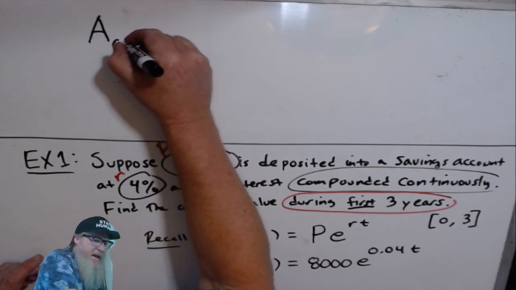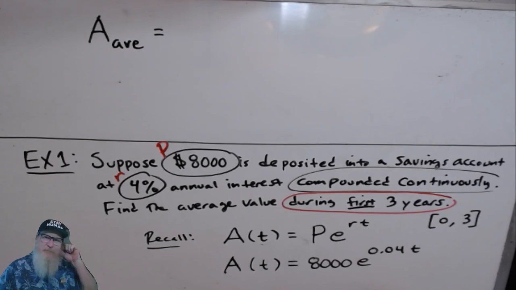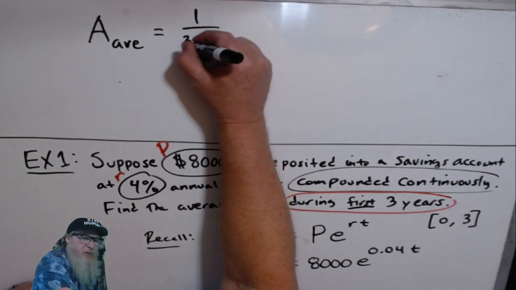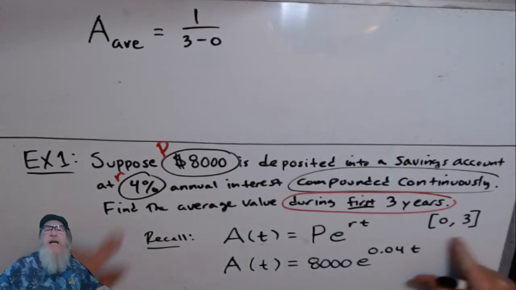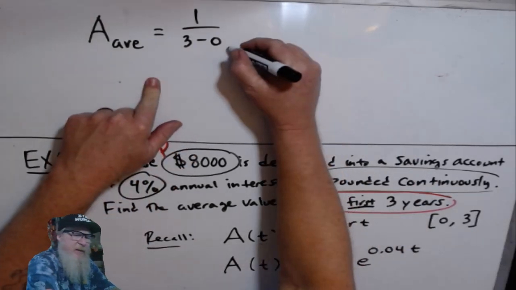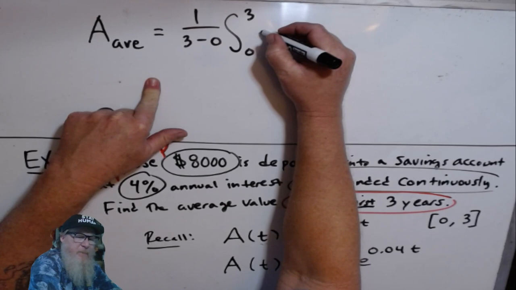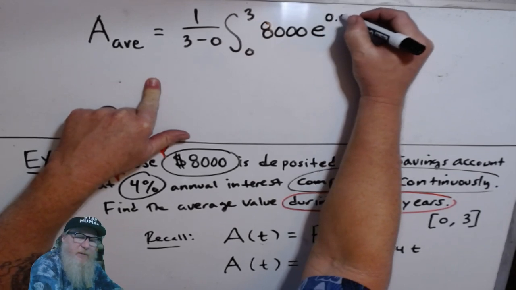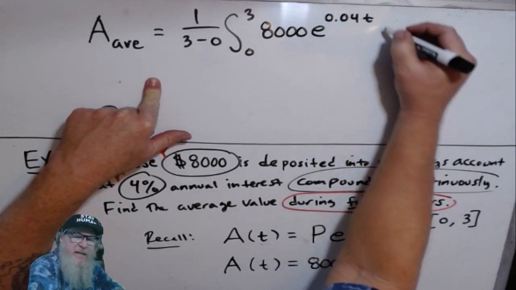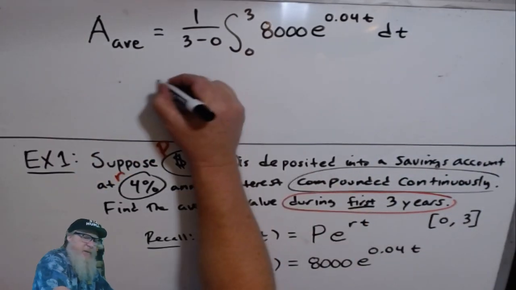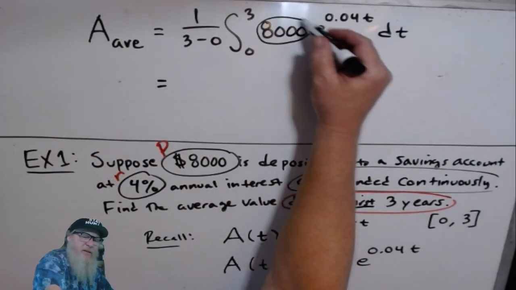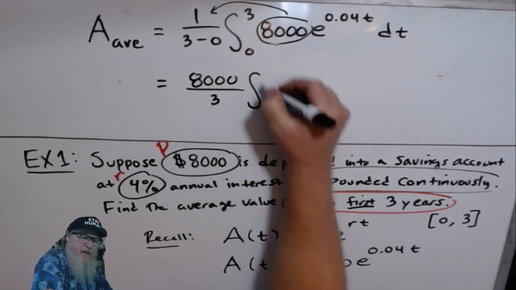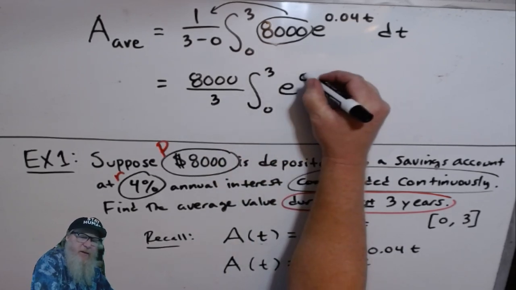Because our function is called A, it's A_av. You could call the function f if you want. It doesn't really matter; I'm just using the traditional name. So it's 1 over b minus a times the integral from 0 to 3 of 8,000 e to the 0.04t dt. Remember, constants can come outside of the integral. And then 3 minus 0 is just 3. That makes our integral a little easier to evaluate.